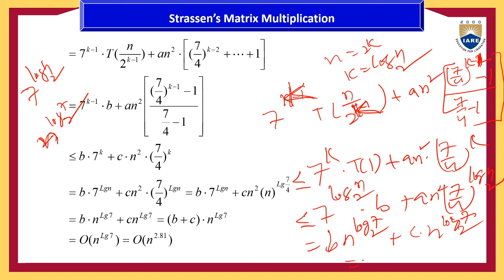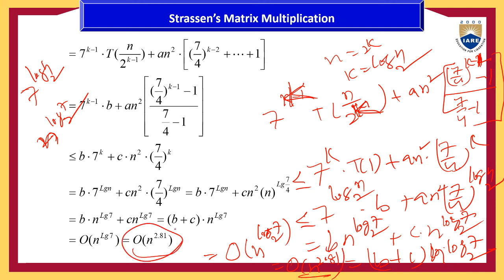Now this is equal to b plus c into n power log 7 base 2, which is equal to big O of n power log 7 base 2. Log 7 base 2 value is 2.81. Big O of n power 2.81. So this is the time complexity of this Strassen's matrix multiplication algorithm.